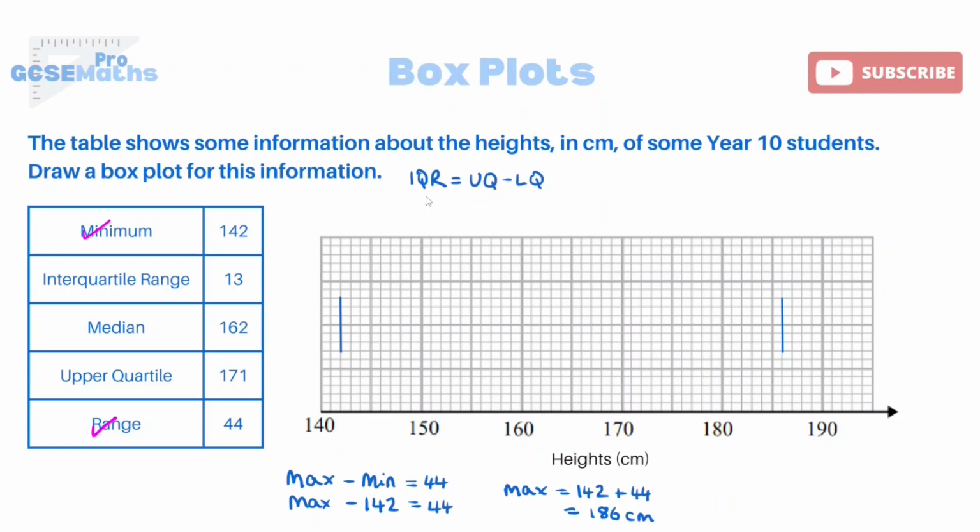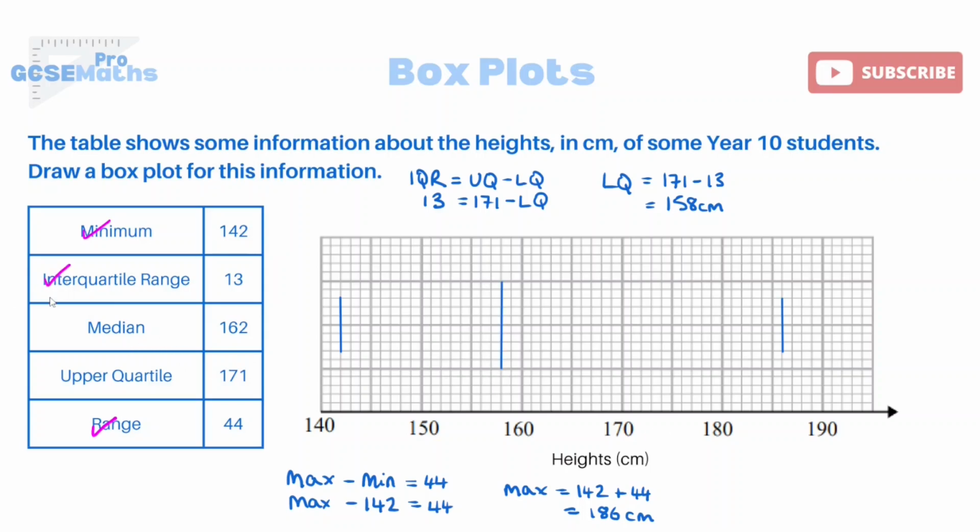Now, we know that the interquartile range is 13. We know the upper quartile in this case is 171. We don't know the lower quartile, but obviously we'll need it for one of our vertical lines. So again, do you see how I could just reverse that equation? The lower quartile is obviously the upper quartile minus the interquartile range. In this case, minus because we were given the bigger one, we want to work out the smaller one. And that gives me 158 centimetres. So I now know the lower quartile is 158, so I'm going to draw a much taller line there.